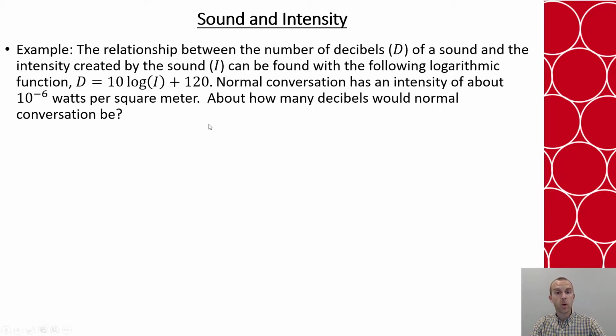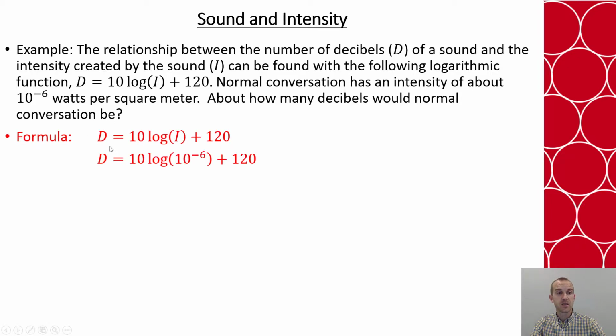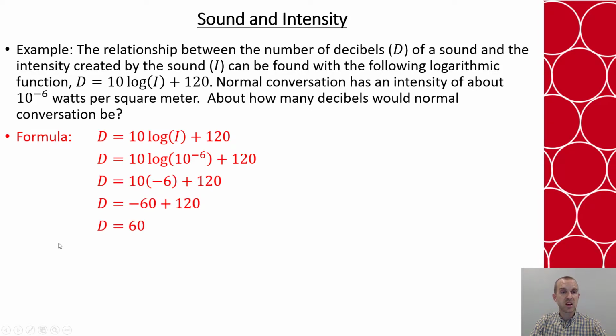So we have to think about, what do we know? So we have a formula that's provided, and they're telling us that the intensity, that I value, is 10 to the negative 6. So I can now simplify this expression, and I can say this is log base 10 of 10 to the negative 6, which would leave me with negative 6 here. Or I could also plug it in my calculator, and it was simplified for me. So I have negative 60 plus 120 tells me that the decibels of normal conversation is about 60 decibels.